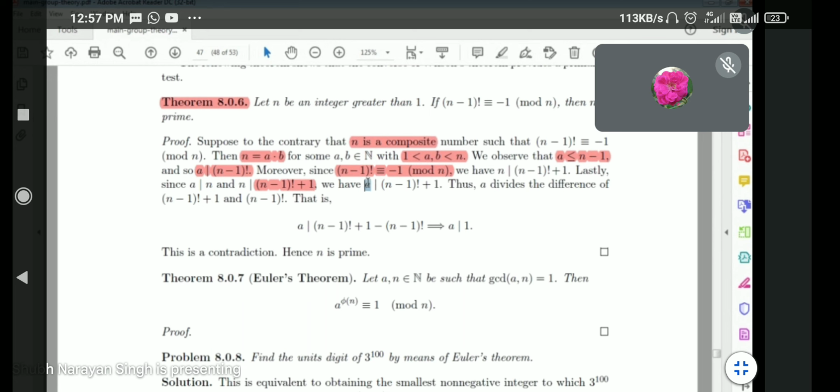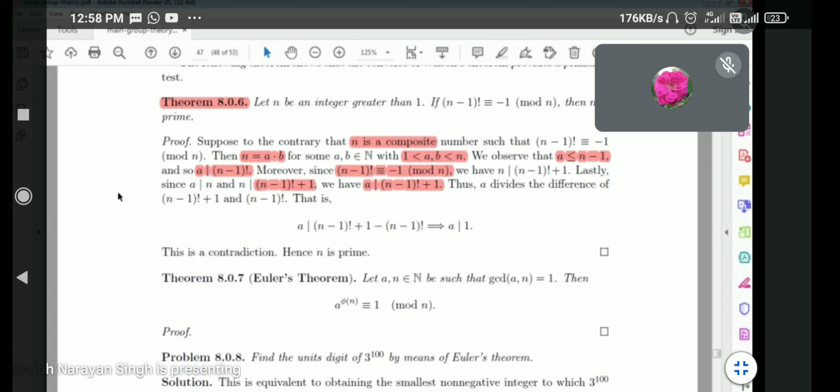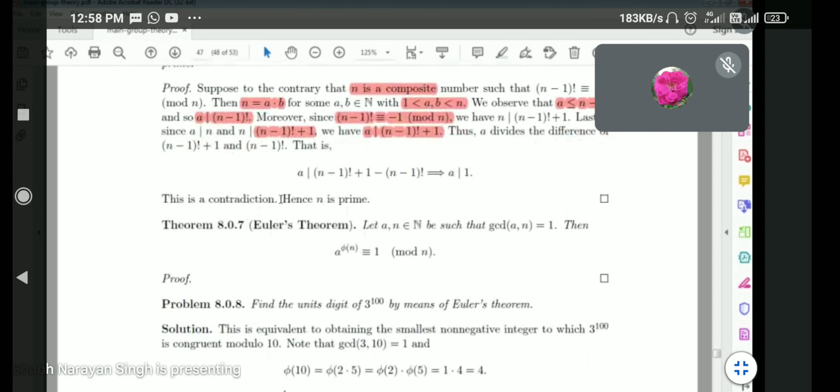So a must divide the difference of (n minus 1)! plus 1 and (n minus 1)!, because individually a divides both of them. So a divides their difference, and that means a divides 1. That is a contradiction, because a is greater than 1 and less than n, and a divides 1. That means your n must be a prime number.